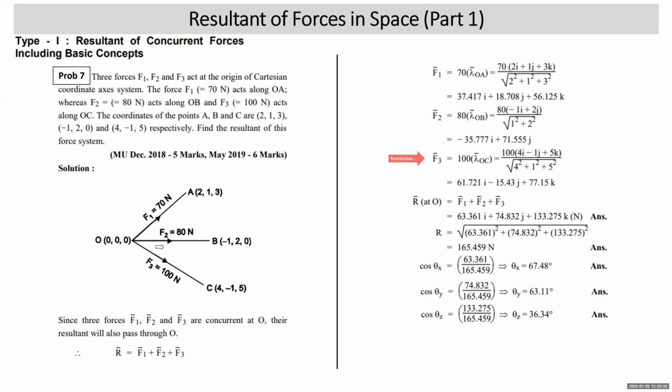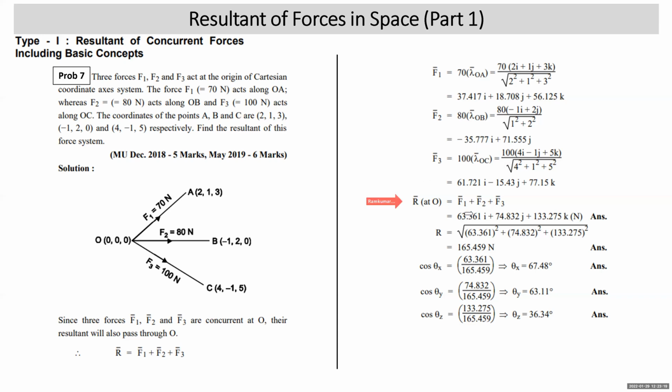F3 bar, how does it arrive? F3 bar is 100 into lambda OC. All right. Lambda OC is what? Vector OC divided by mod of OC. Vector OC is what? 4 minus 0, 4i, minus 1j, plus 5k, divided by its mod. You will get the force in vector form.